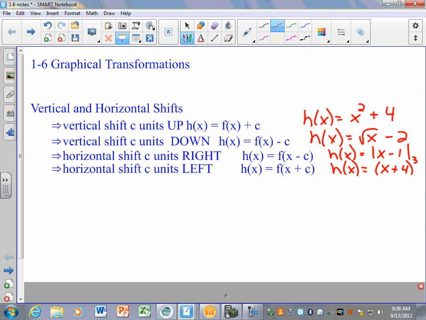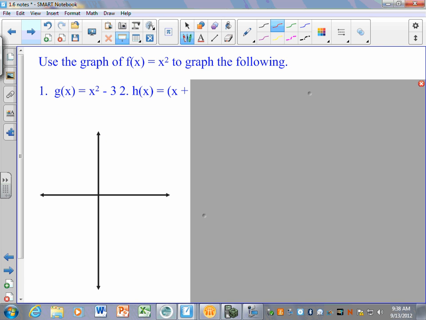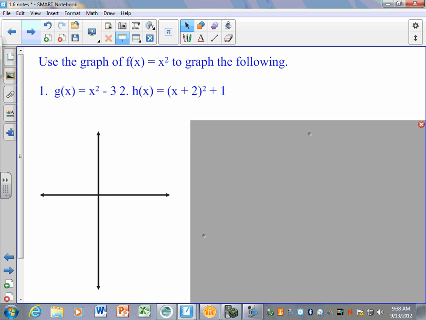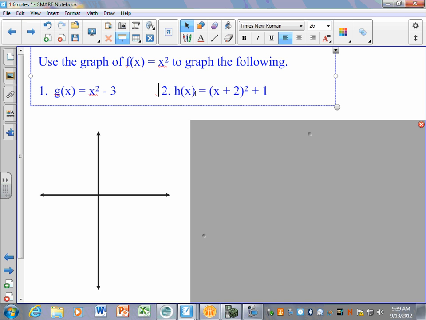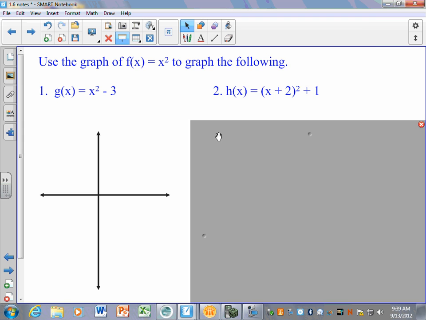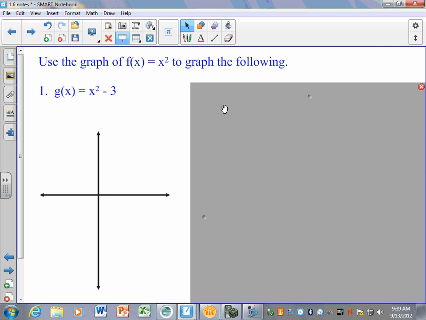Vertical horizontal shifts, not so bad to do. So let's look at a few of these. Again, I really am upset that my smartboard changes my spacing every time. Is this all that's on the homework though? No, well, the titles, there's more than just vertical and horizontal shifts. There's also stretches and shrinks, and there's also reflections, right? There's still more types of transformations.